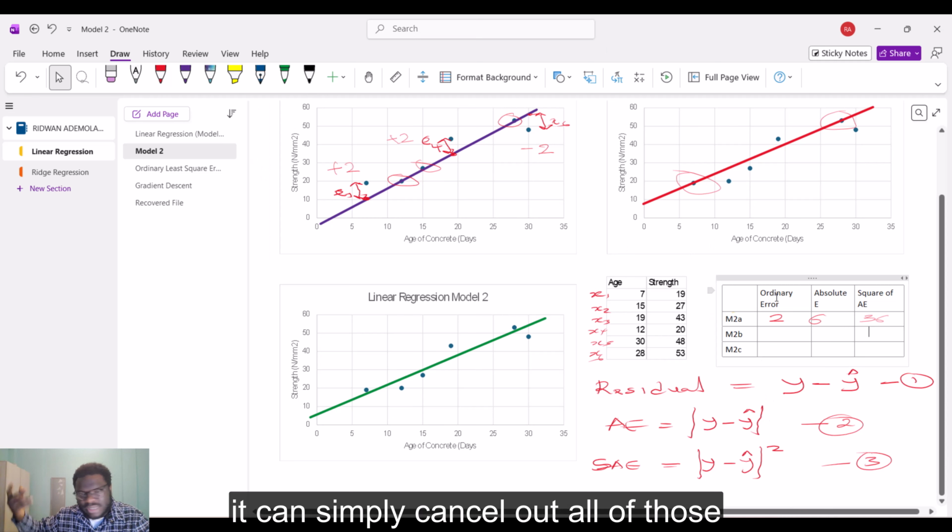Ctrl Z. I represent the cost function with something called L. Then the cost function could be based on any type of error. So in this case, we have three errors here, right? I have the ordinary error, I have the absolute error, and then I have the squared error. So let me use this squared error. So my cost function is simply y minus y prime, right? Then everything squared.